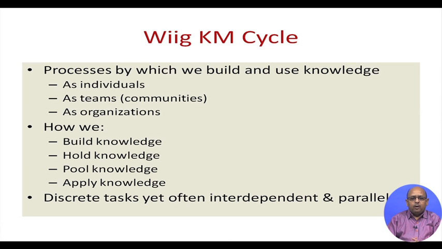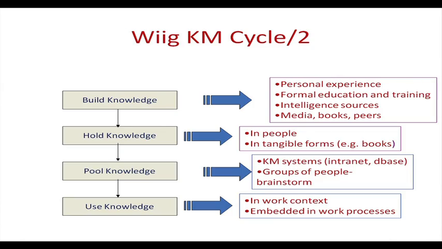Now, the next question is related to the process, that is, how we build and use knowledge. So, there are 4 processes that he talks about: building knowledge, holding knowledge, pooling knowledge and applying knowledge. And if you look at these processes, these are more or less similar to what other theorists have talked about, like the Jack model or Bukowitz's model. They also talk about similar things, but using different concepts. And then we have to see that the discrete tasks like building knowledge, holding knowledge, pooling and applying knowledge, though they appear to be discrete in nature, are interdependent and take place parallelly with each other. Now, let us see what this model talks about. Look at this.